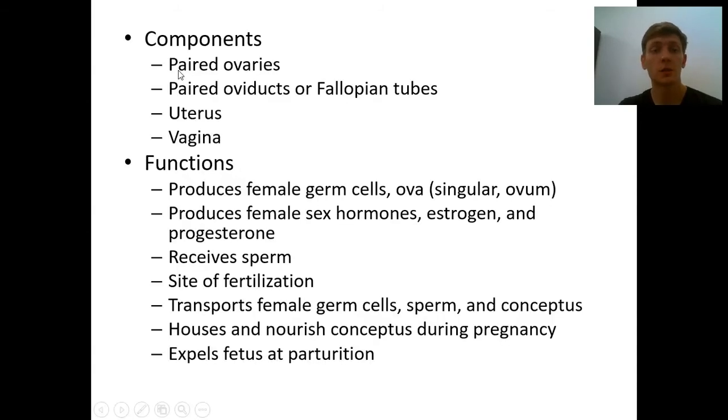So the components are paired ovaries, paired oviducts or fallopian tubes, uterus, and vagina. The functions include producing female germ cells like ova, producing female sex hormones like estrogen and progesterone, receiving sperm, being the site of fertilization, transporting female germ cells, sperm and conceptus, housing and nourishing the conceptus during pregnancy, and expelling the fetus at parturition.